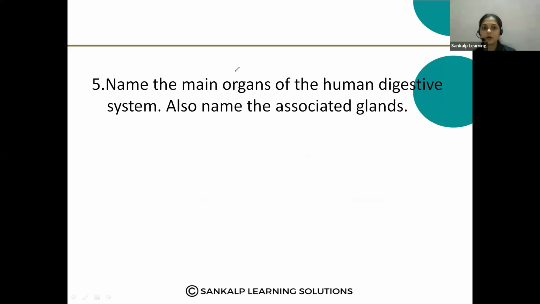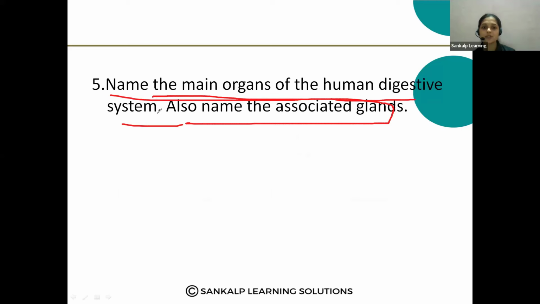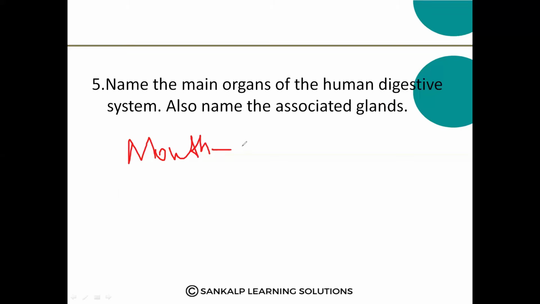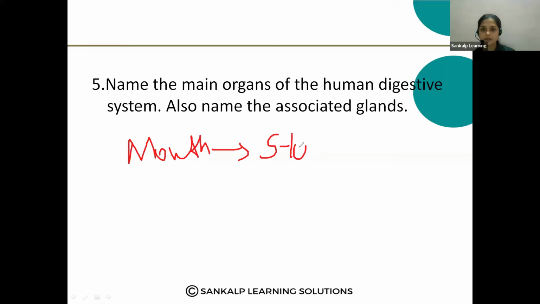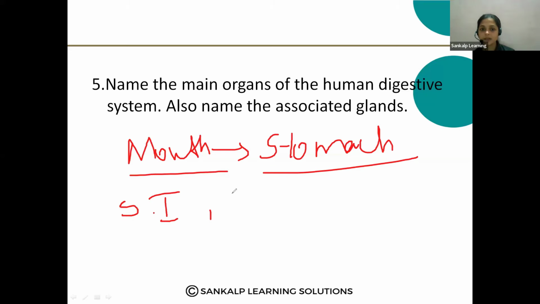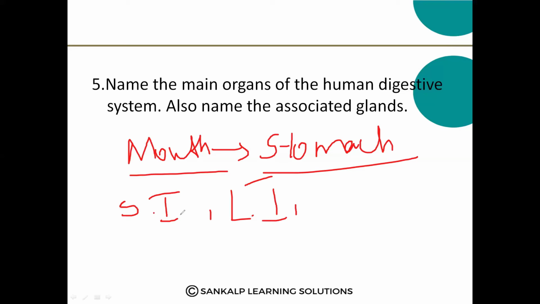Name the main organs of the human digestive system and also name the associated glands. So you know that in the human digestive system, there is the mouth, then the stomach, then the small intestine, and the large intestine. So these are the main important organs of the digestive system, right?